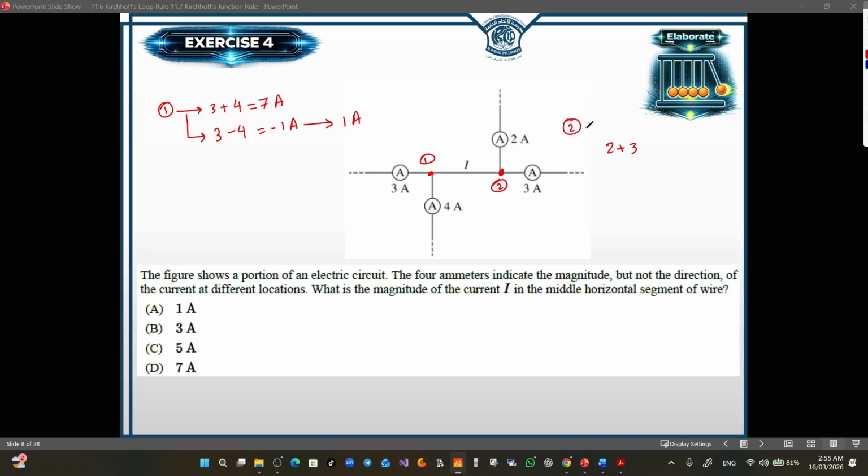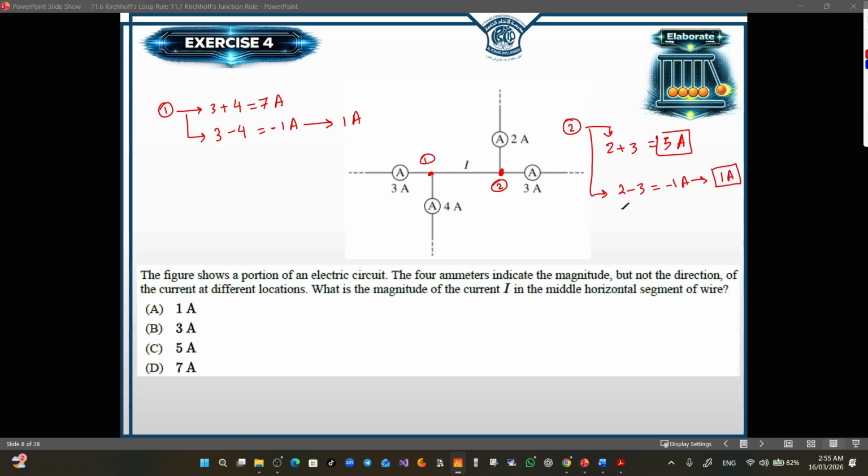The two possibilities are 5 amps, and the second possibility, if one of them is entering, the other one is leaving. So let's say 2 minus 3, the answer is minus 1, but since we are looking for the magnitude, the answer is 1 amp. Even if I swap the directions, 3 minus 2, we are interested in the magnitude, so it will give us the same magnitude again.